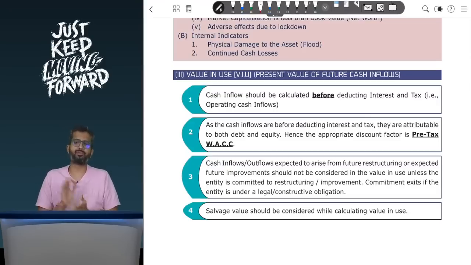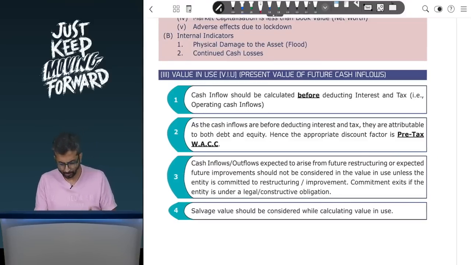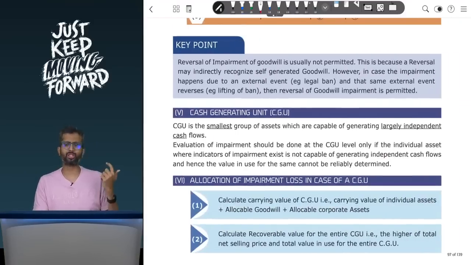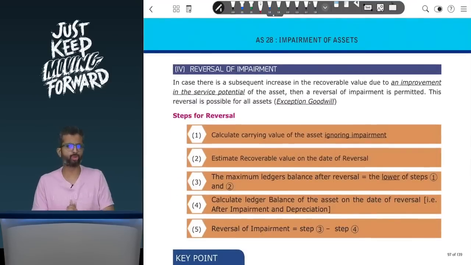And the discounting factor over here will be the WACC, because the cash flows are before interest, before tax. Then the discount factor should also be the pre-tax WACC. Okay, salvage value should be included. If there was any inflation, that should also be considered. Can you reverse impairment? Yes.